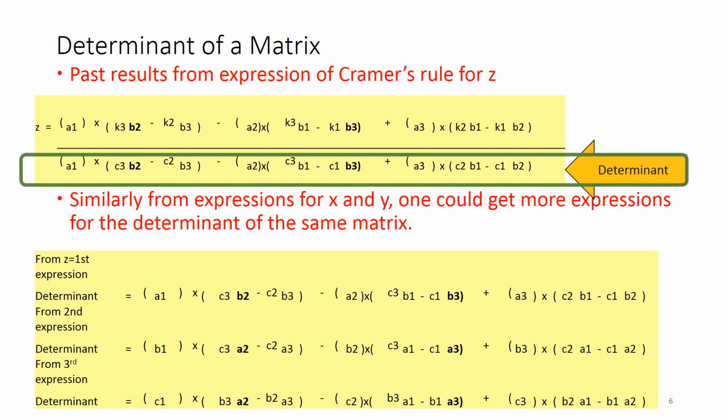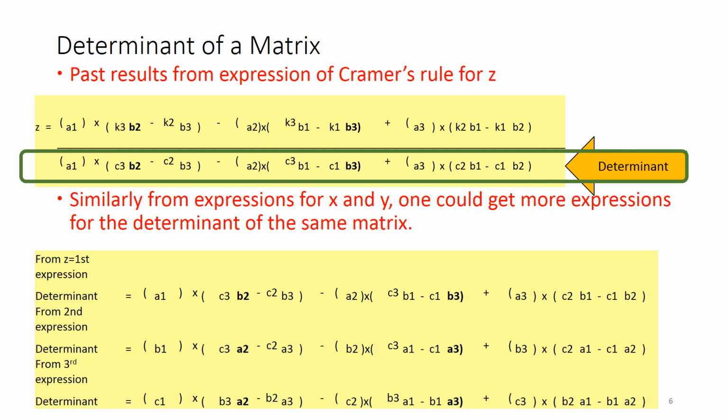Alright, so here are some past results for determinant of a matrix. Here we have determined the past results from the expression for Cramer's rule. We could find z as the numerator expression divided by the denominator expression right here, also known as a determinant. Similarly, we can draw these expressions for x and y.